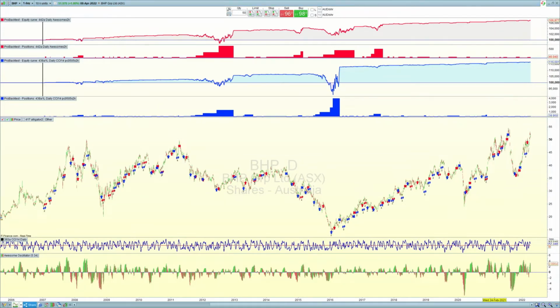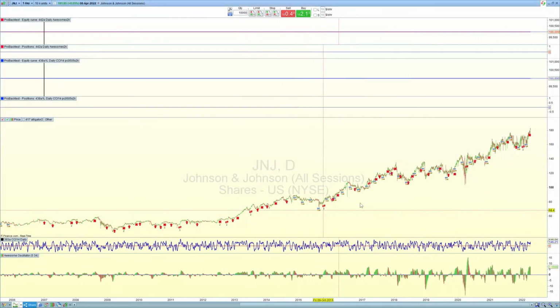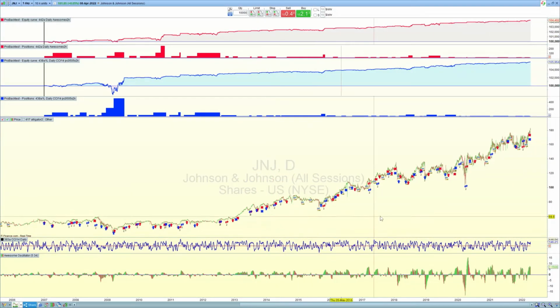Johnson & Johnson, another US stock. This had a more positive share price return. You can see here during the sideways movements, there were more multiple entries. And when the share price goes more in a northerly direction, there's less volatility in terms of share price additions, stock additions to the trades.